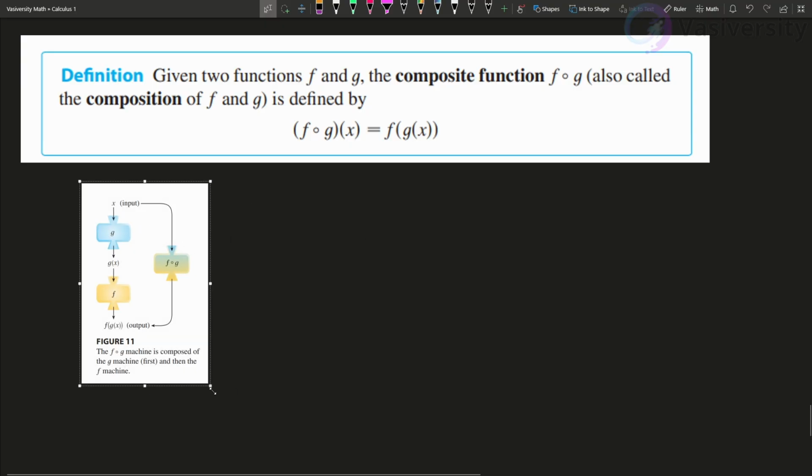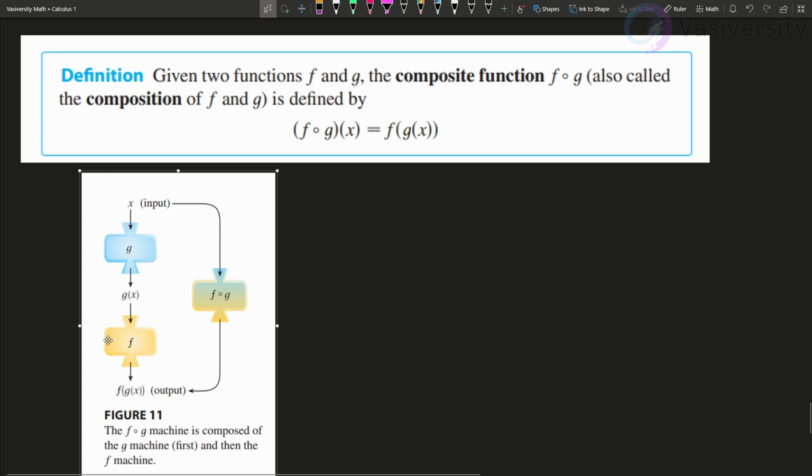Right? So we have an input into G, and we're processing G of X, then input into F, and it becomes F of G of X. So the F of G machine is composed of the G machine first, and then the F machine on top of the G machine, essentially. So first we evaluate G of X, and then, based on the value we received from G of X, we get the value of F of G of X.